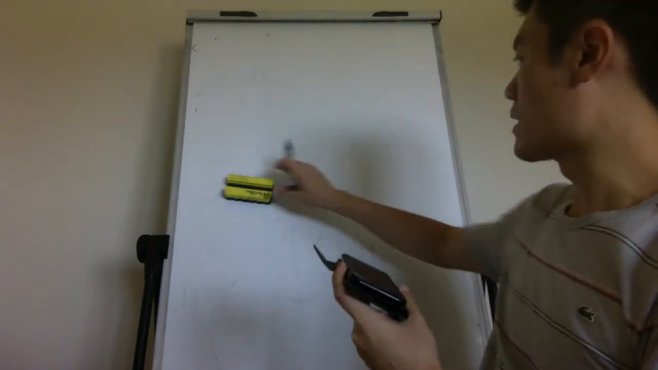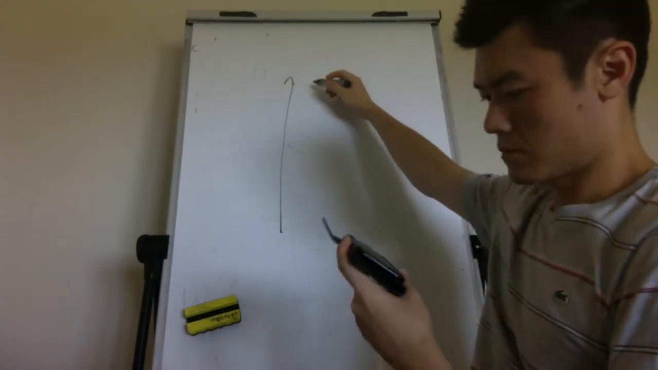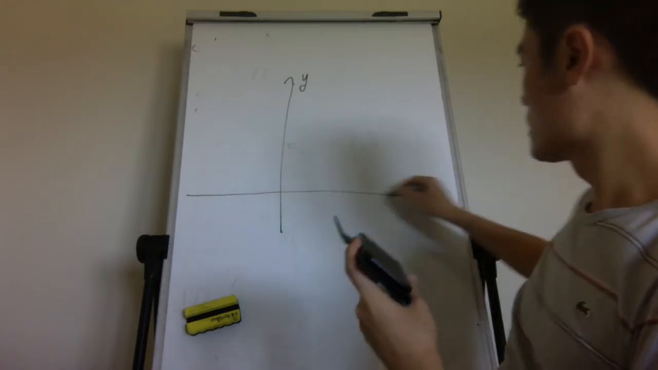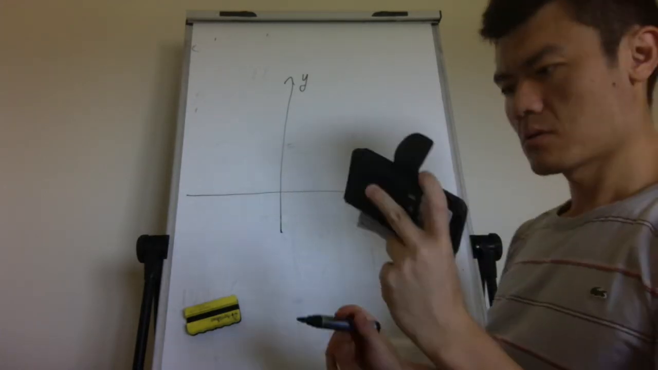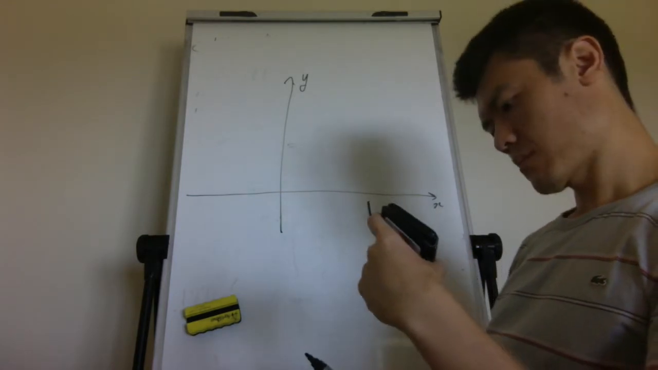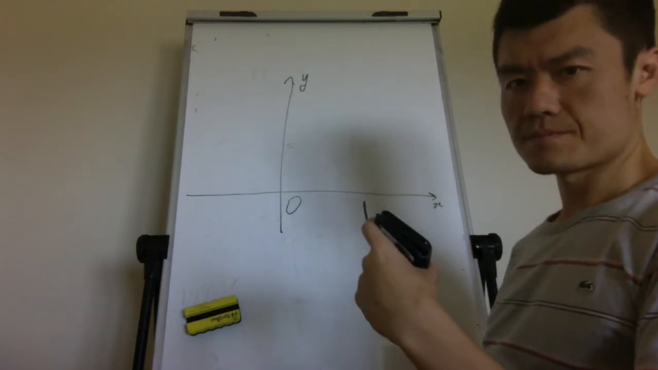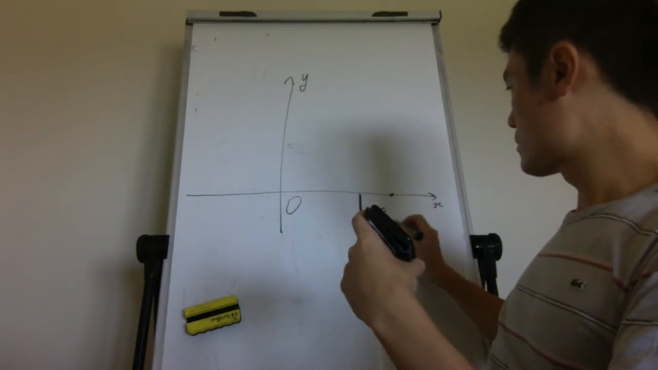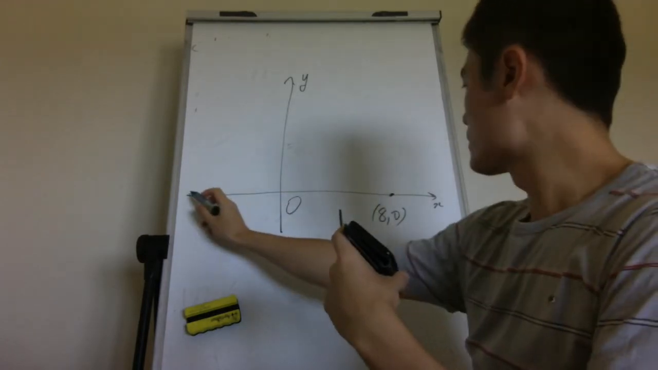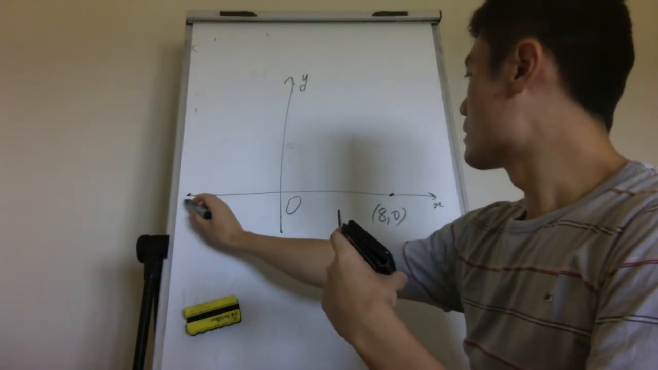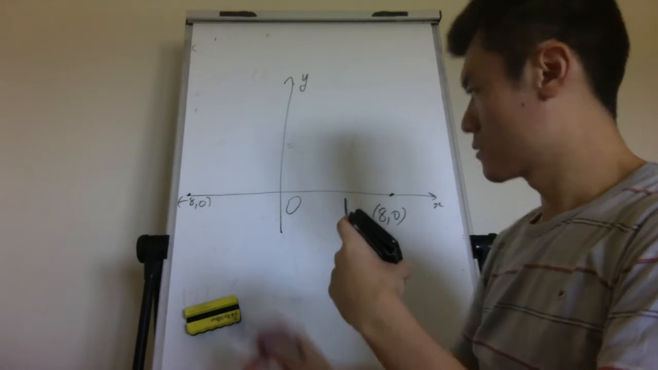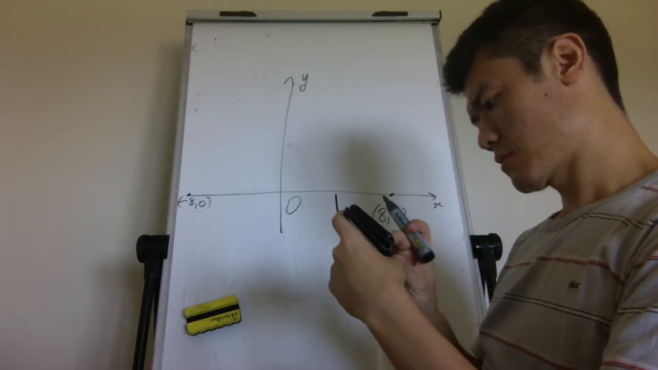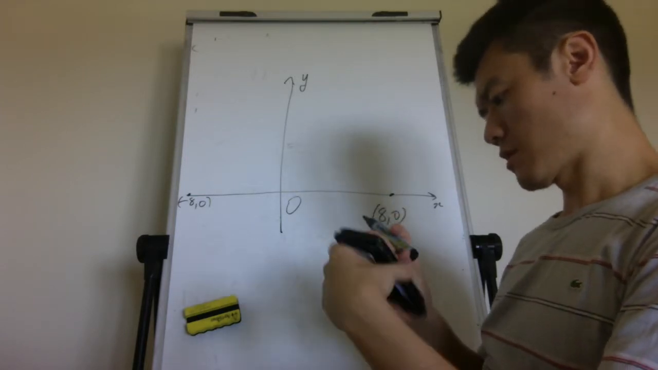Okay, so we have a y-axis and an x-axis. We have an origin, and we have a point at 8, and that's the 16 apart with the minus 8. It's a dotted line.